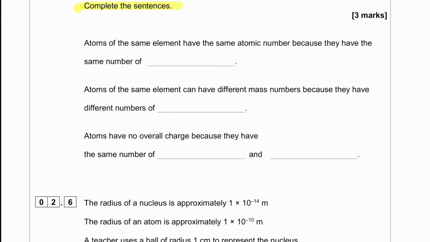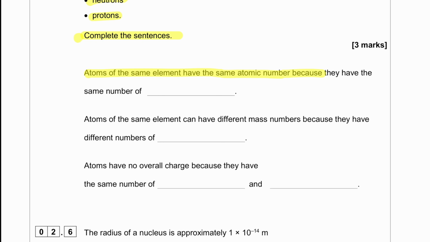Complete the sentences. Atoms of the same element have the same atomic number because they have the same number of protons. If they have the same number of protons, we call them the same atomic number. Atoms of the same element can have different mass numbers because they have different numbers of neutrons. Neutrons are neutral, so they only determine the mass of the particular atom. Because of different numbers of neutrons, atoms can form isotopes, but the identity of the atoms is determined by their proton number. So as long as the proton number is equal, the atom should be the same.